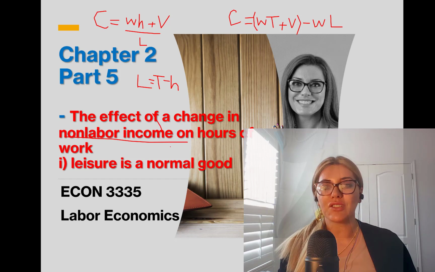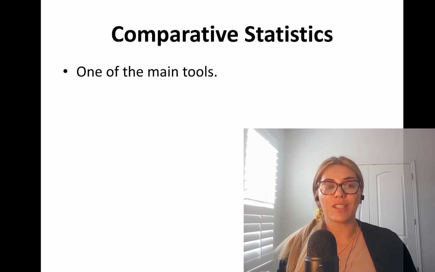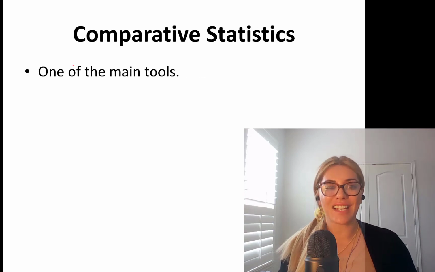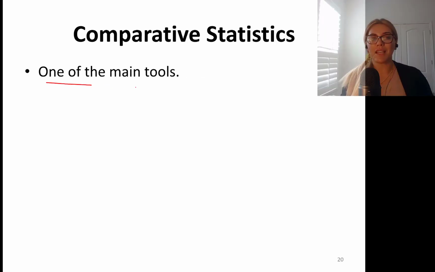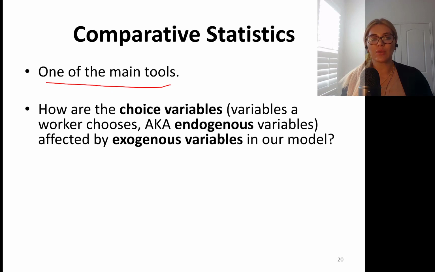So what happens if V changes? Non-labor income changes, and we're going to assume that leisure is a normal good, and we're going to define what a normal good is. Okay, so we are now in the comparative statistics section. This is one of the main tools we use.